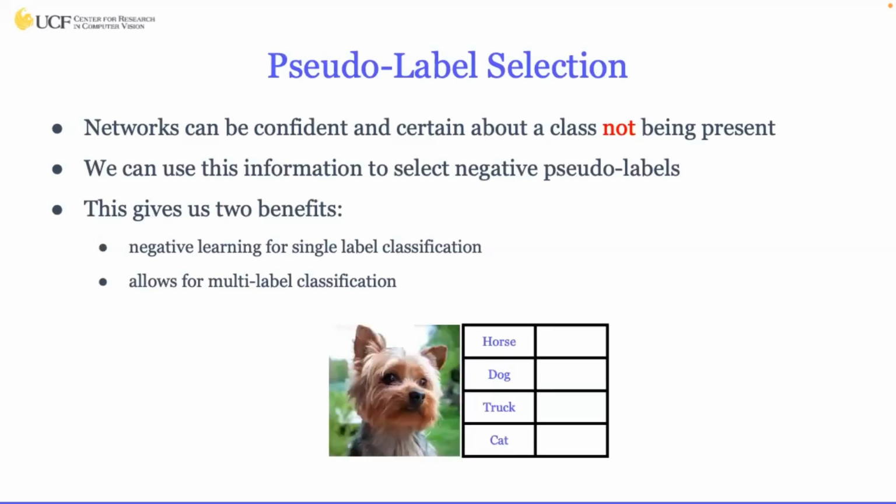Let's look at a simple example here. Let's say we have this dog image, and there are 4 possible classes in the data set, which are horse, dog, truck, and cat. Let's say this sample didn't get selected because the network was not certain and confident whether this is an image of a dog or cat. But the network can be certain and confident that this is not an image of a horse or truck. We can use this information and bring this image into the training set.